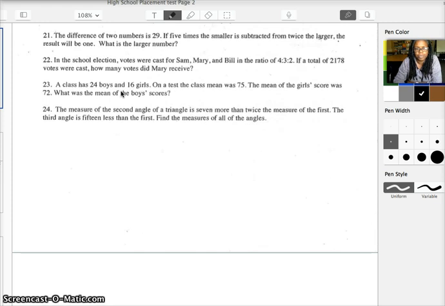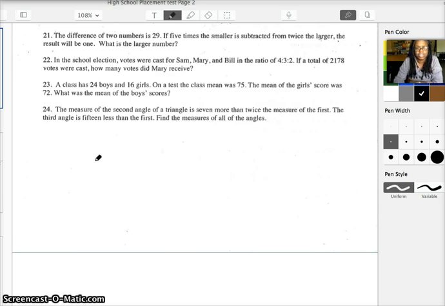So in number 23, we have a class where we've got 24 boys and 16 girls. The average was 75 for a particular test. That would be like, in a sense, if everybody got 75, then the average would be 75. I want you to keep that concept in mind as we look at this. The mean of the girls' score was 72. So in a way, we can think that there were 16 people who got 72. What was the mean of the boys' score?